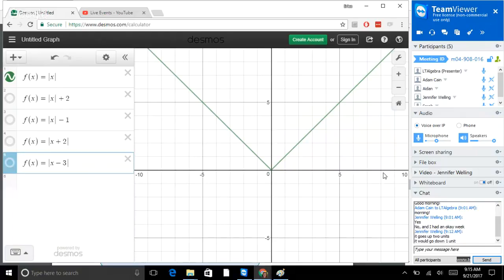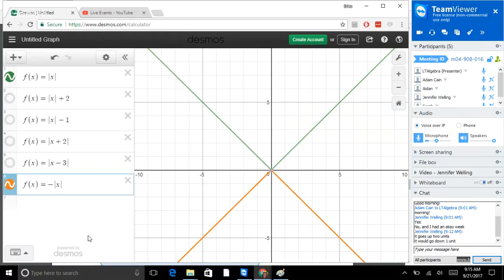If I want to reflect it across the x-axis, I'm actually going to do a negative of the function. So you can see that the negative of the function causes a reflection over the x-axis.